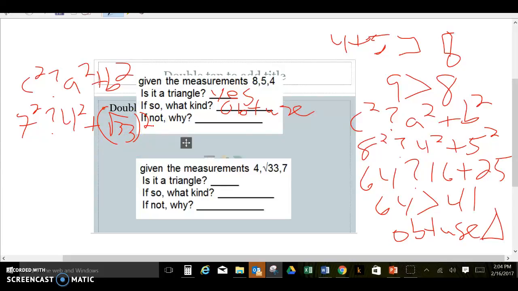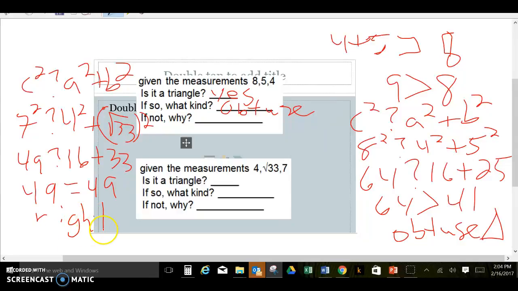If you remember in the past, when you square a square root, it becomes itself. So square root of 33 squared is just 33. So when I do this out, I get 49 question mark 16 plus 33. Don't panic when you see a square root and you square it. It's not a hard answer. 16 plus 33, I get 49. So both of them are equal, and I'm going to put an equal sign in between. 49 equals 49. This is a right triangle since they're both equal.